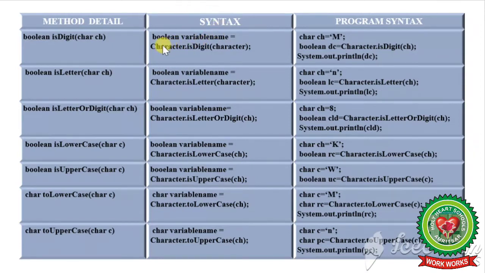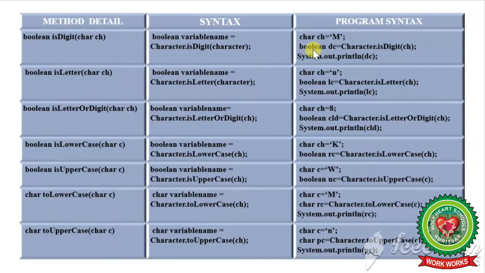Its syntax is: boolean variable name equals Character.isDigit(character). The bracket holds the character that you are going to check, and Character with a capital C is a wrapper class. What are wrapper classes? They convert the given object into its primitive data type.